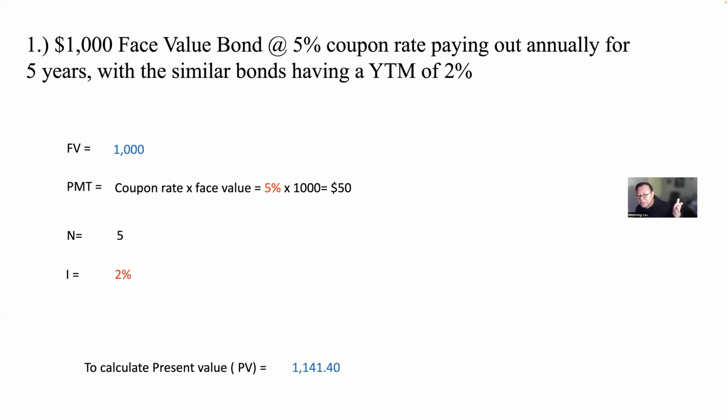Because the coupon rate 5% is higher than the yield 2%. In a similar scenario, this is a premium situation.